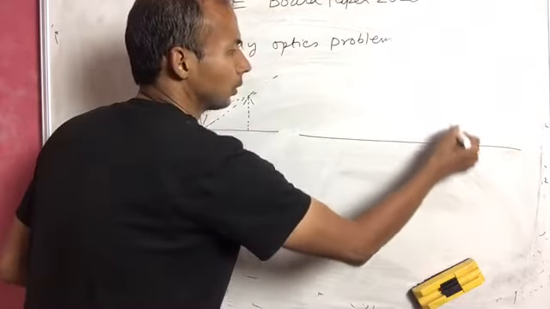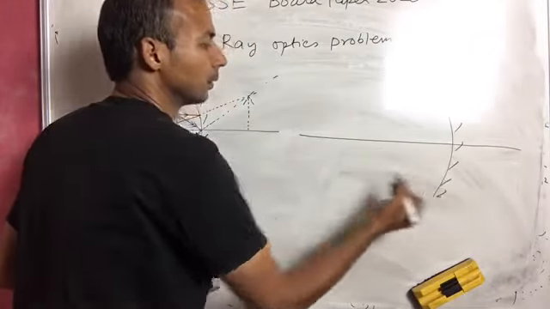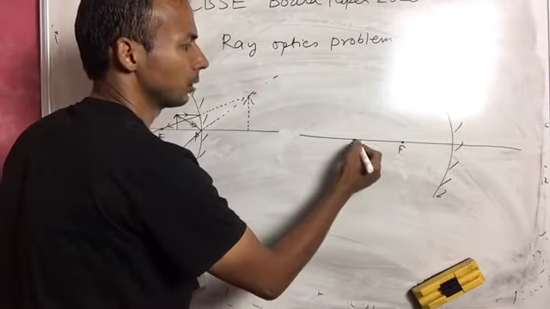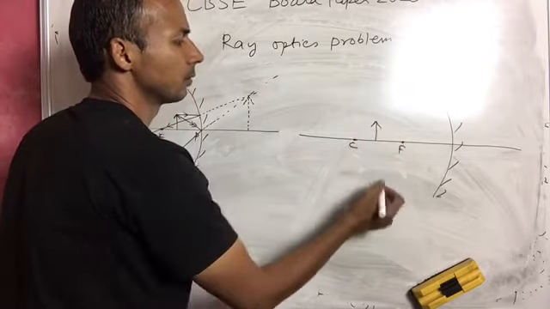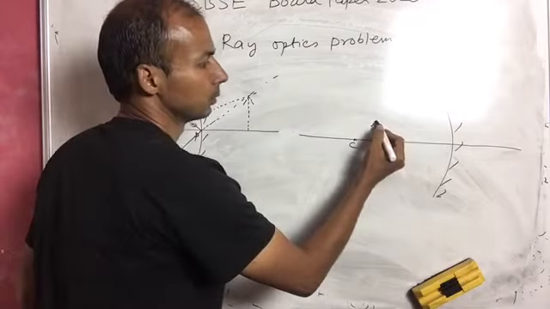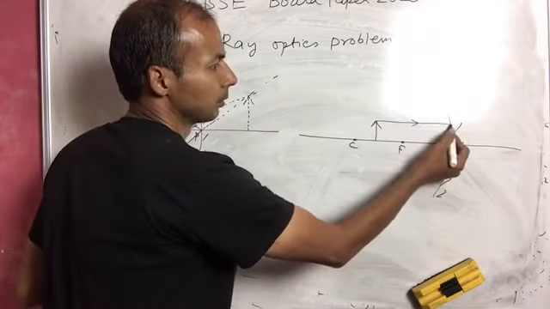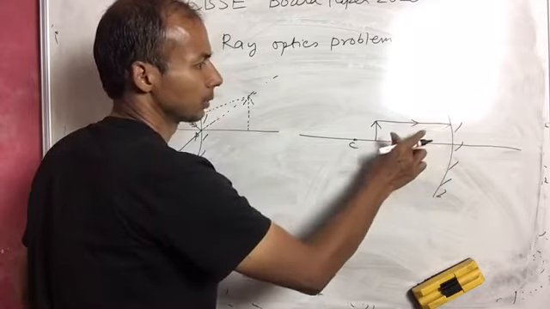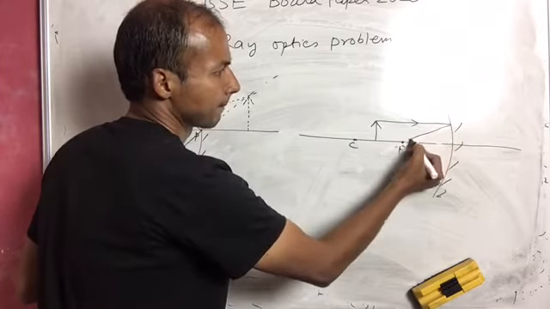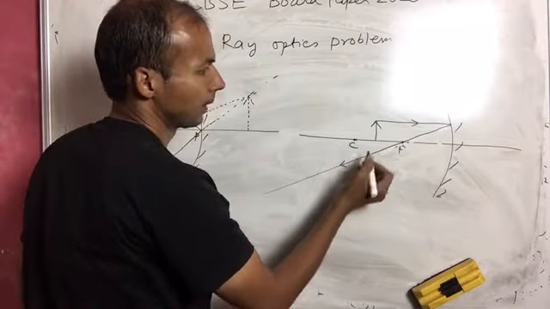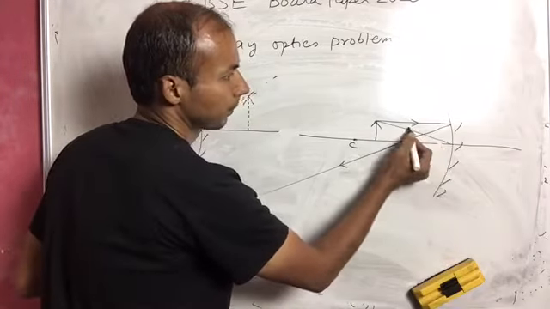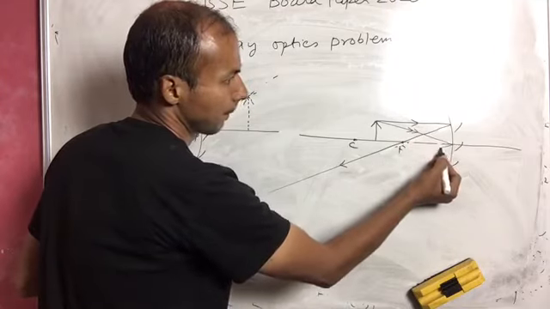So if you draw a concave mirror, and this is, let us say, the focus, this is the center of curvature. If you put an object between the center of curvature and the focus, you'll get a larger image beyond the center of curvature. So the ray which goes parallel passes through, no, not this one, passes through this, and the other ray which falls on this, with equal angle.